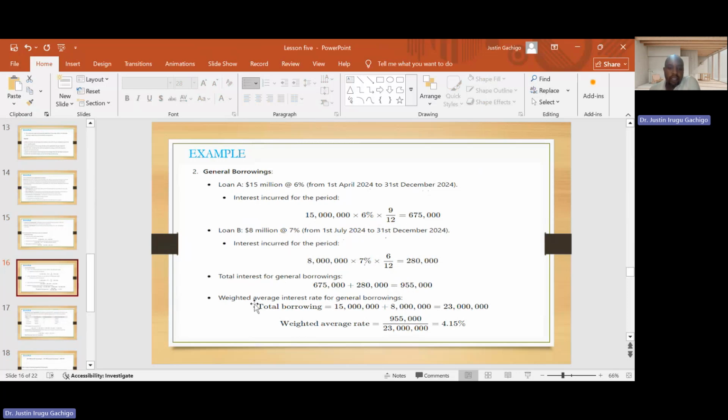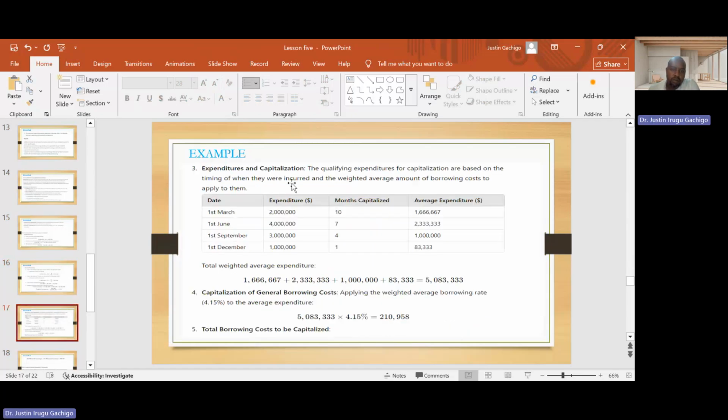Then we need to get the weighted average interest rate for the general borrowing. The total borrowing is 15 million plus 8 million, which gives you 23 million. The weighted average is the total interest from the two loans over the total amount of the loans, which gives you an interest rate of 4.15%.